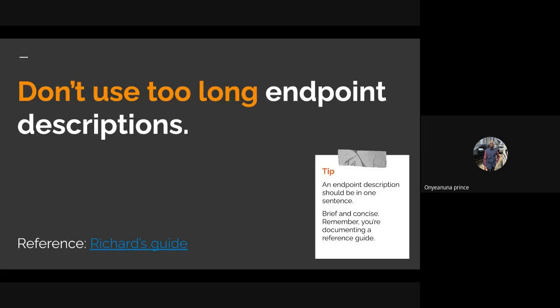My first point here is don't use too long endpoint descriptions. Now we'll go to the point where I started saying stuff like "this page" or "this action," and that's wrong. Let's define what an endpoint description is. As the name implies, it's a description about your endpoint. So seeing stuff like "this endpoint does this, that, when you're doing this" is not needed. You're not trying to tell a story about that endpoint. And remember, it's a reference guide. That's what the name is. So let's check out what Richard did.